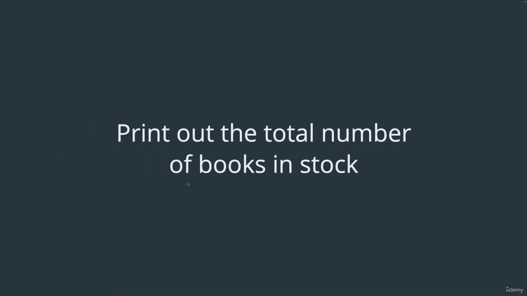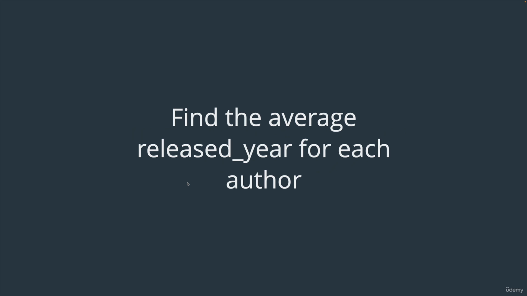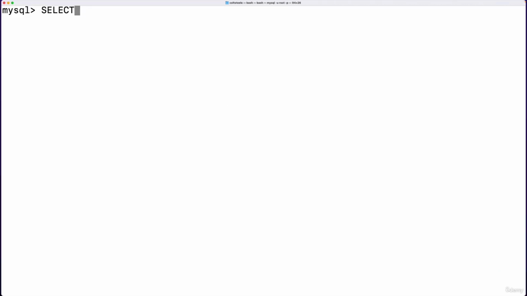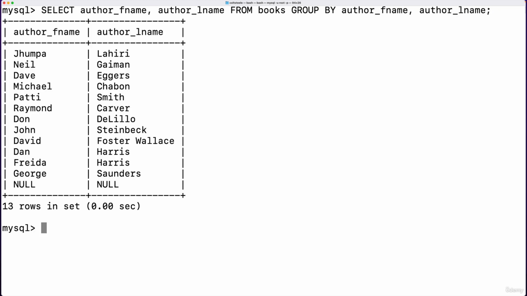Okay. Next up, find the average released year for each author. So let's start by grouping together by each author. So that's going to be select, and then let's just do author F name, author L name from books, but we're going to group by, and we'll do the same thing, author F name and author L name, because I want to make sure we're grouping by both so that Dan Harris and Frida Harris and whatever other data we have where people have the same first name or the same last name, we're at least distinguishing between them.